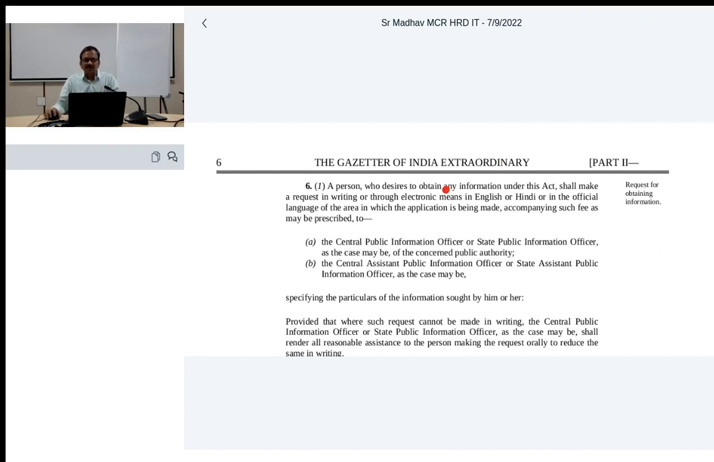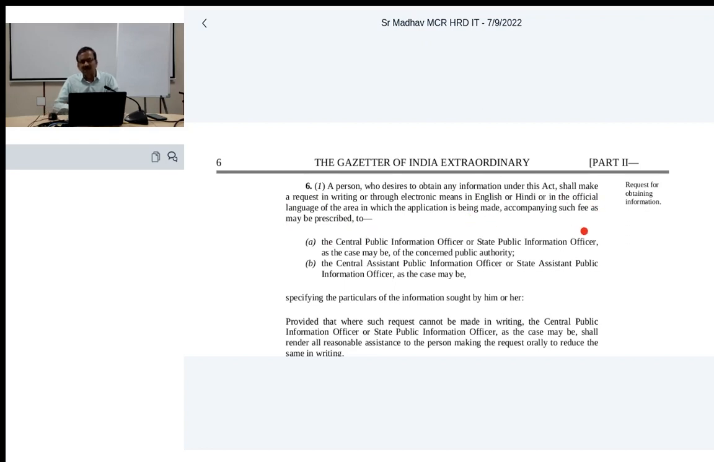A person who desires any information under this Act shall make a request in writing. So this is the first condition. It should be in writing, or it can be through electronic means. And the second condition is about the language. It can be in English or Hindi or in the official language of the area in which the application is being made. So first condition, it should be in writing or through electronic means. Second condition, it should be in English or Hindi or in the official language of the area. And third condition, it should be accompanied by such fee as may be prescribed.